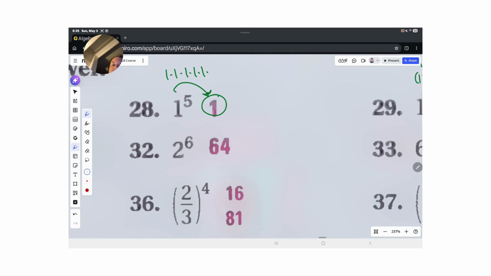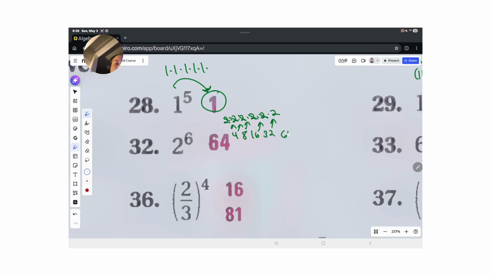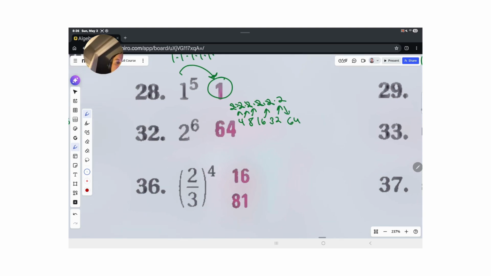2 to the sixth power. 2 times 2 times 2 times 2 times 2 times 2. 6 times, right? 2 times 2 is 4. Times 2 is 8. Times 2 is 16. Times 2 is 32. Times 2 is 64. This is why it is helpful to cross those out as you go and just multiply 2 at a time. 64 is correct.